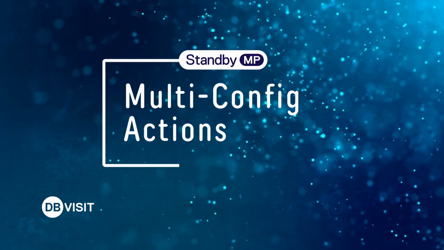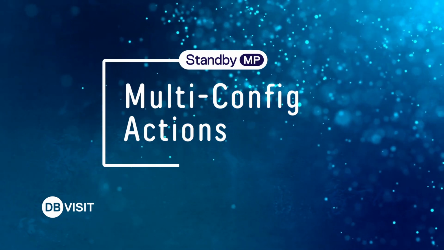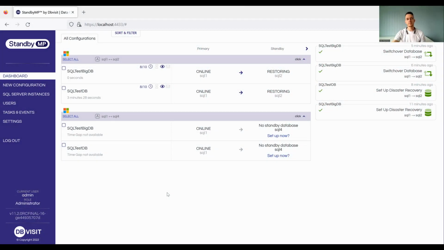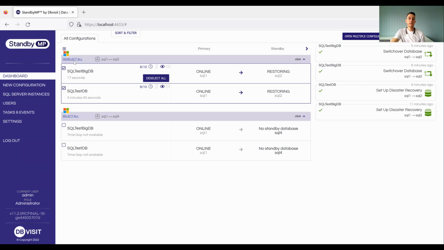And finally, last but not least, multi-configuration actions. Just like you can create multiple standbys at the same time, you can also manage them at the same time as well. For example, if you want to perform a synchronized switchover of multiple databases, which is a very common requirement because, of course, applications typically do use more than one database at a time, you can use the checkboxes on the left-hand side to select as many as you want. Either individually or by clicking the Select All button.